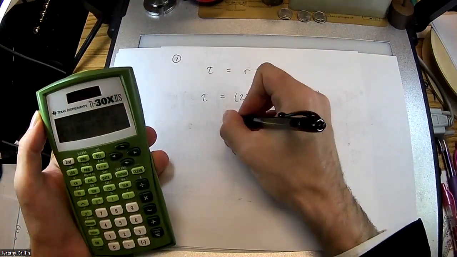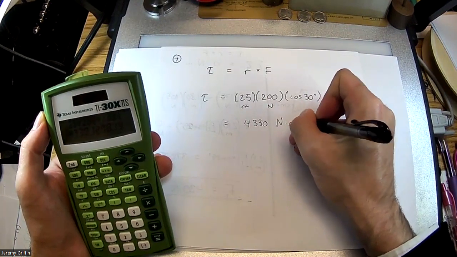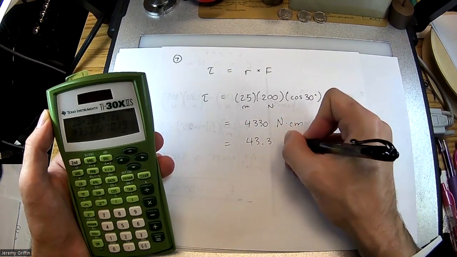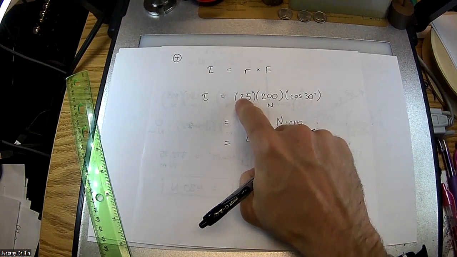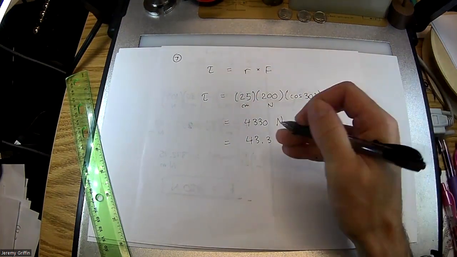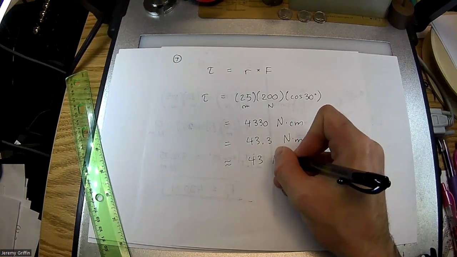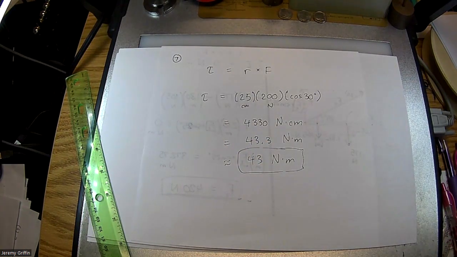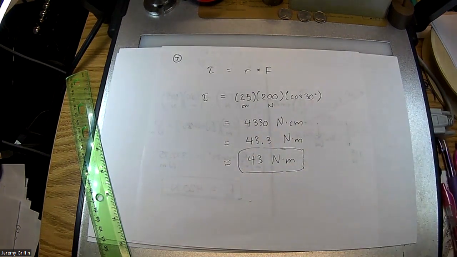Looking at 4330 newton centimeters. You could call that 43.3 newton meters. But if we only have 2 significant digits to work with, since they only gave us 2 digits, then really the best we could say is it's about 43 newton meters. At the 0.3, we don't exactly know. Maybe it's like 43.1 or 43.5, but we can say it's about 43.